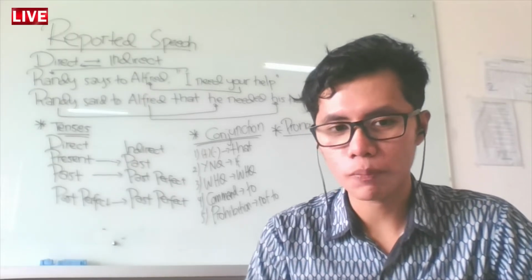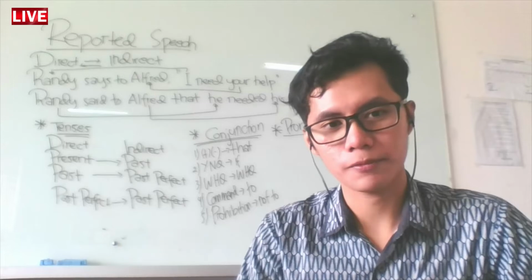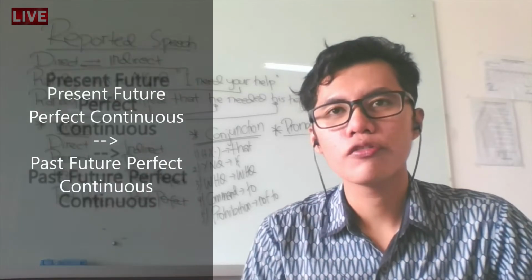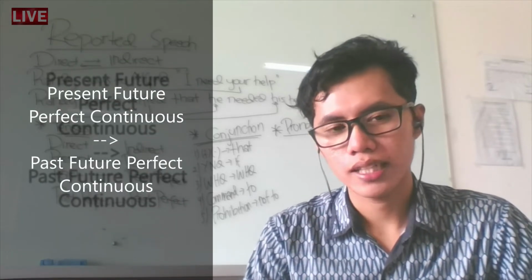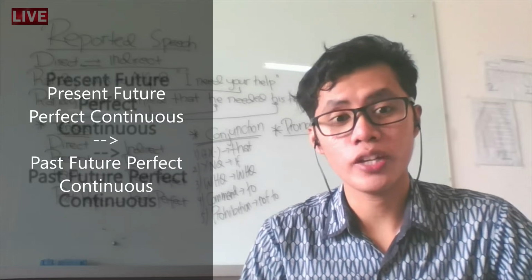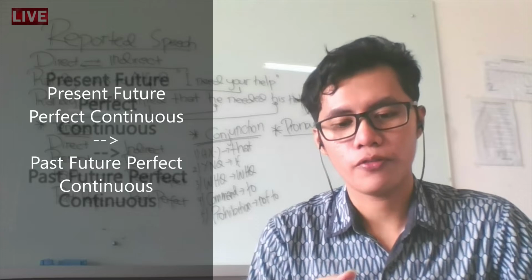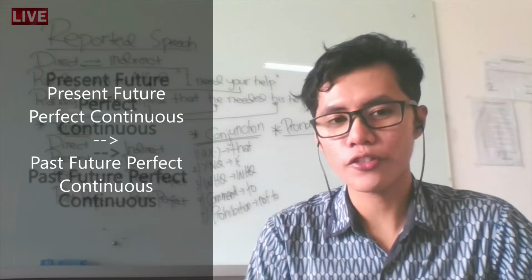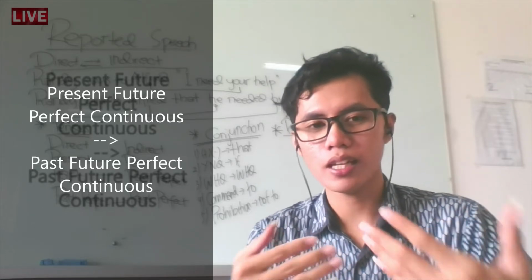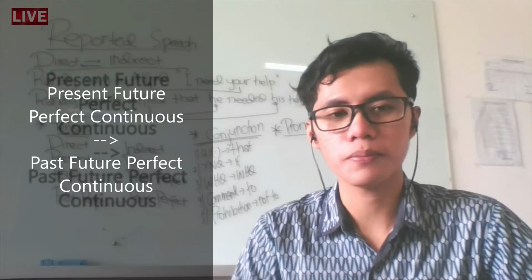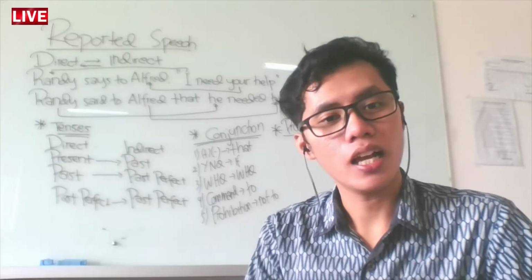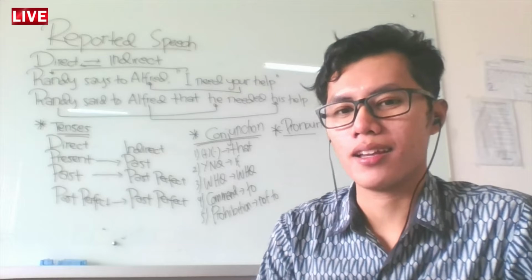Understand? Past into past perfect, present into past. How about present future perfect continuous? We have present there, so we change the present into past. Present future perfect continuous is changed into past future perfect continuous. Is it clear enough? Yes, I think it is.